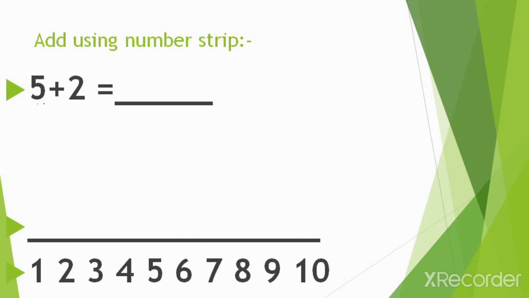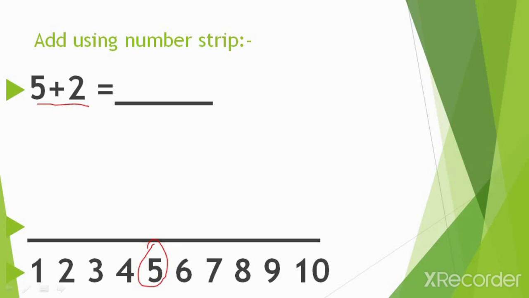Now our sum is 5 plus 2. What should we do now? I am giving you 1 minute to think. What do we have to do? Where is number 5 on this number strip? Where is it? Look, 1, 2, 3, 4 and this is 5. So make a circle on number 5.